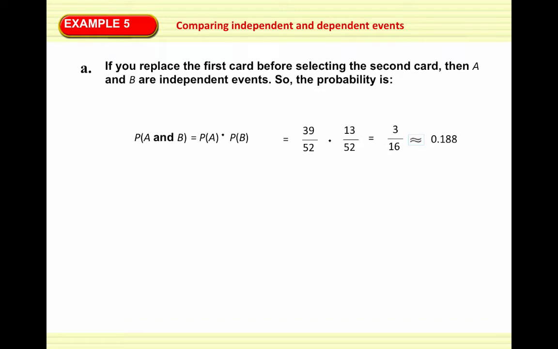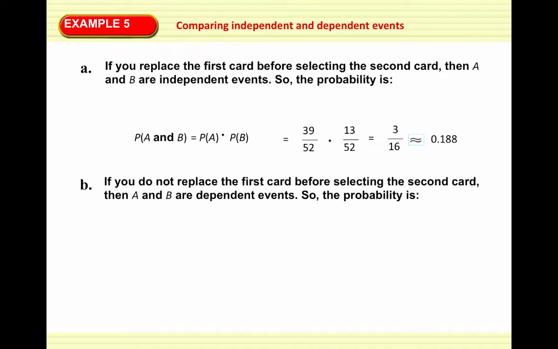All right, so there's just one little difference for part B, and that is we don't replace the card after we draw it. We draw our first card, note what it is, and put it to the side, and then we only have 51 cards left. So these would be considered dependent events. So the probability of A and B is going to be the probability of A times the probability of B given A. So for the first draw, nothing changes.